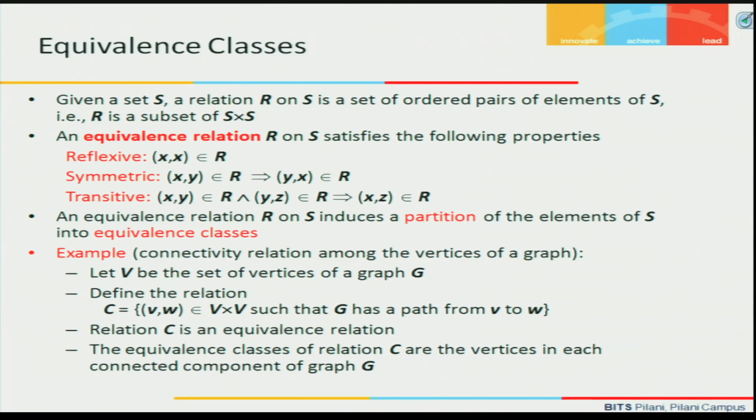A key result is that if you have an equivalence relation, then that induces a partition of S into equivalence classes. This partition is going to be important in determining the biconnected components. So, if you have an equivalence relation, then it induces a partition on the set S.